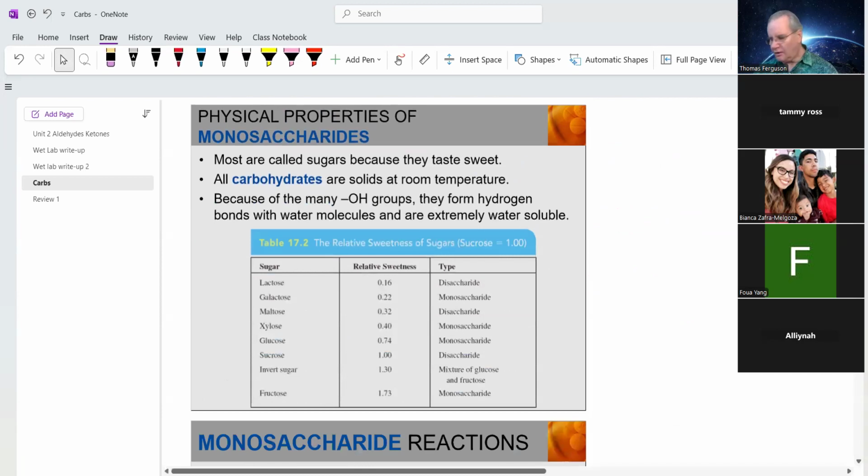Now, everyone knows carbs. There's a reason why carbs are an addiction, and it is because they are sweet. And sweetness kicks off dopamine in your brain, and you are in la la land while you're eating something sweet.